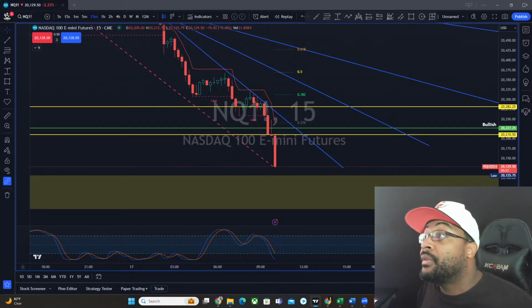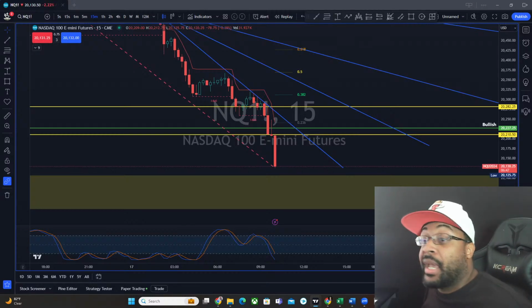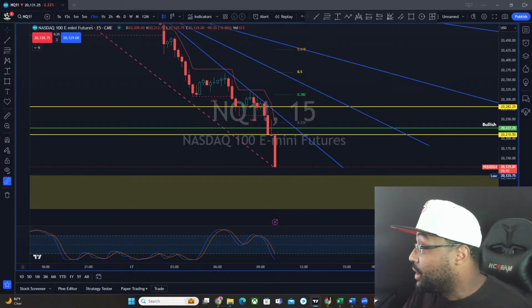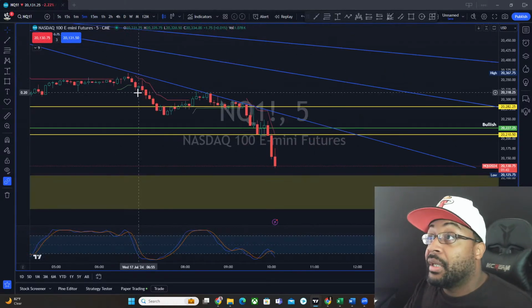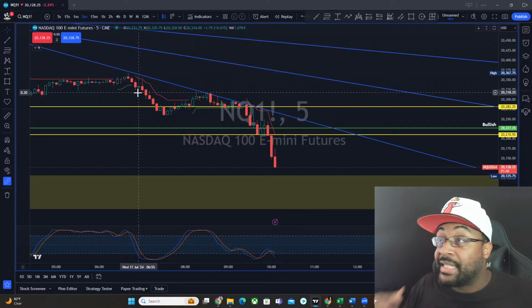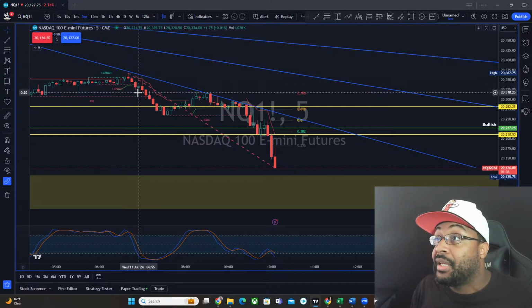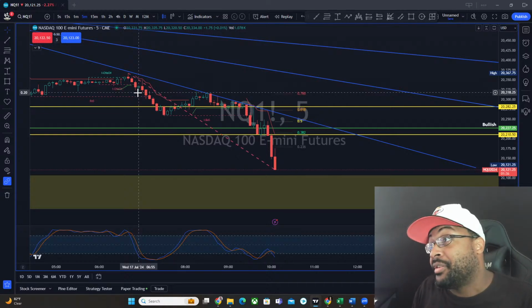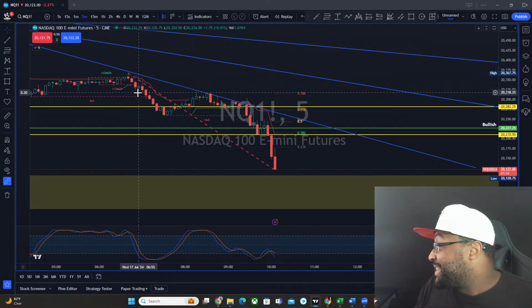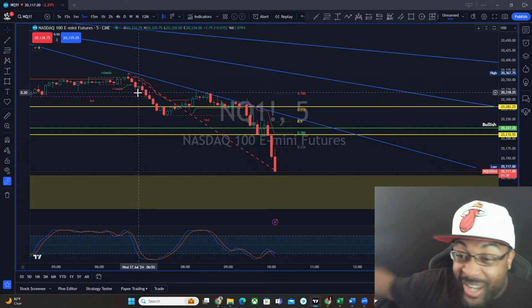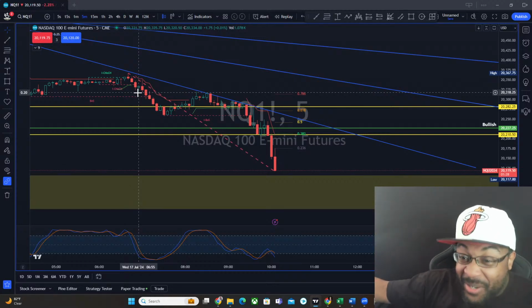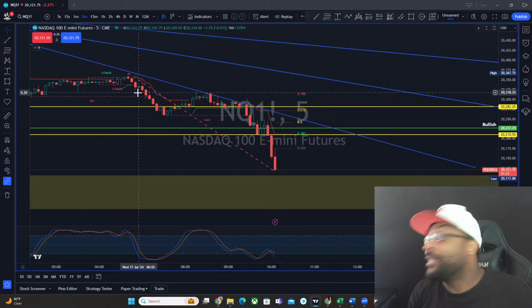Nice little curl off. If we can get another almost like elephant candle on this 5 minute, let me show y'all the 5 minute. If we could get one more elephant candle that is super strong on this 5 minute, this thing is going to print. As I say it, right? I want this orange arrow. I want that order block. Give me my order block. Let's get down there.